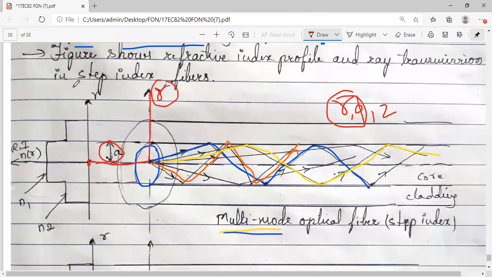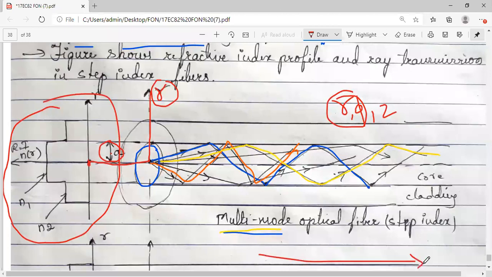Now if you observe, just flip this. Try to understand it like this. This is your r, this is your n. n indicates the refractive index profile, which is a function of the radial distance r. So what is happening here? This is your core material. Say N2 is the refractive index here, and this is constant throughout this core material. This is your complete core material.